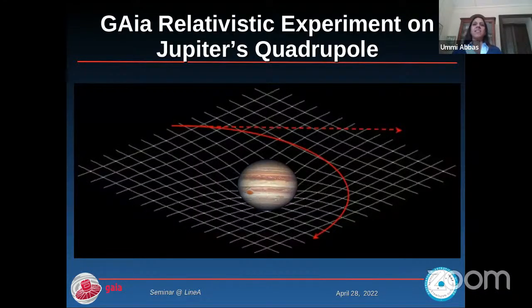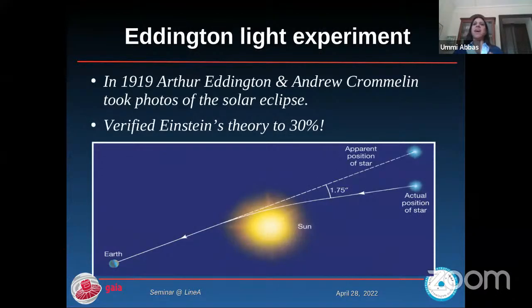Garrick is just this Gaia relativistic experiment on Jupiter's quadrupole. The light, as it comes close to a massive object, has a deflection effect due to the fabric of space-time. The famous experiment in the past was the Eddington light deflection experiment. In 1919, the famous sun deflection experiment carried out by Eddington and also Crommelin essentially verified Einstein's theory, and they saw this deflection of roughly 1.75 arcseconds, which all of us know quite well.